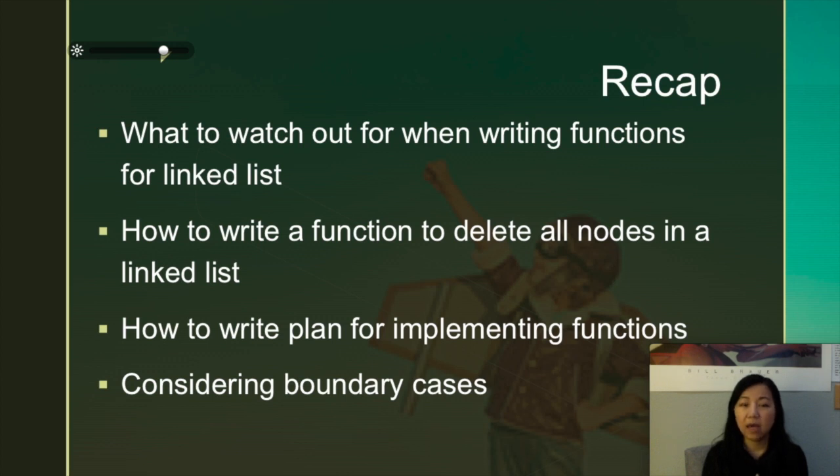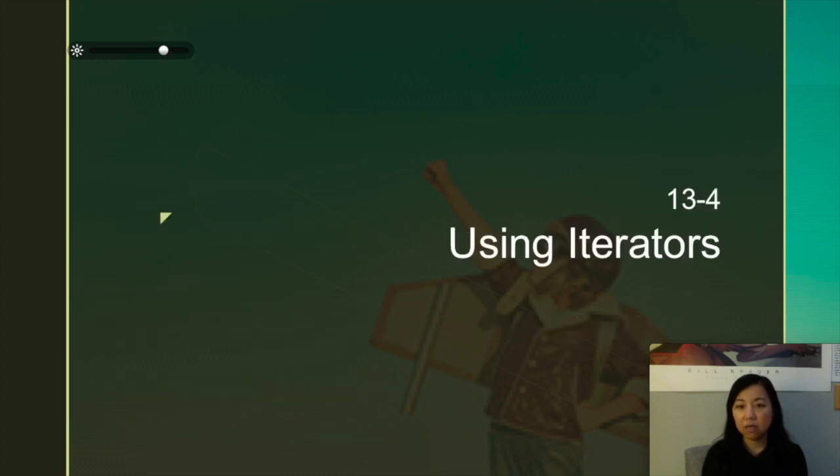So to recap, we talked about what we need to watch out for when we write functions for linked lists. And we talked about how to write a function to delete all the nodes in a linked list, how to write a plan for implementing functions, and then considering boundary cases. So next, we are going to use iterators to do something in the linked list. I will see you in the next video.